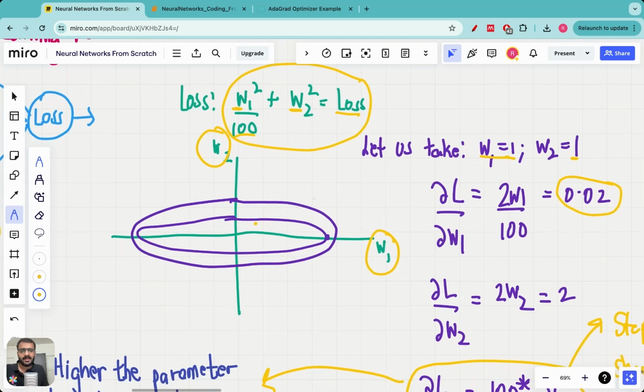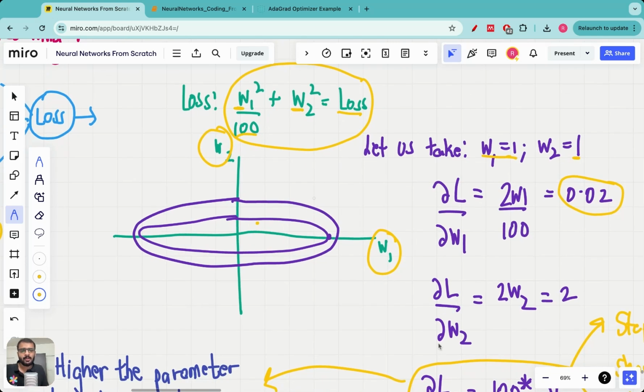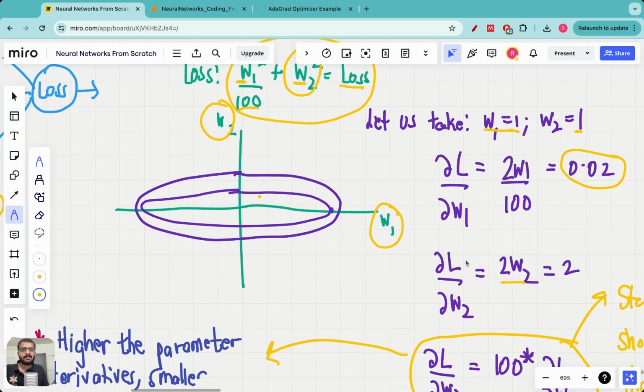Now let us find the partial derivative of loss with respect to W2. When we do this, the first term has W1, so it will be treated as a constant. So all we need to do is find the derivative of this term with W2, and that is just 2W2. Since W2 is equal to 1, the partial derivative of loss with respect to W2 will be equal to 2.